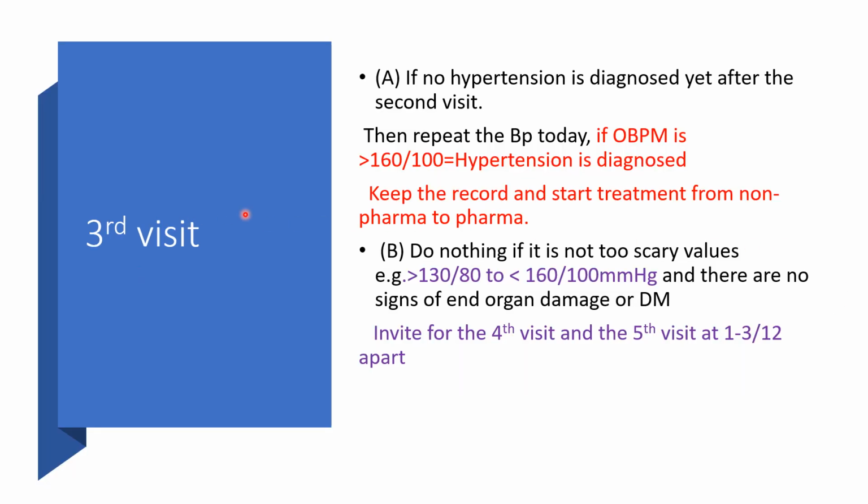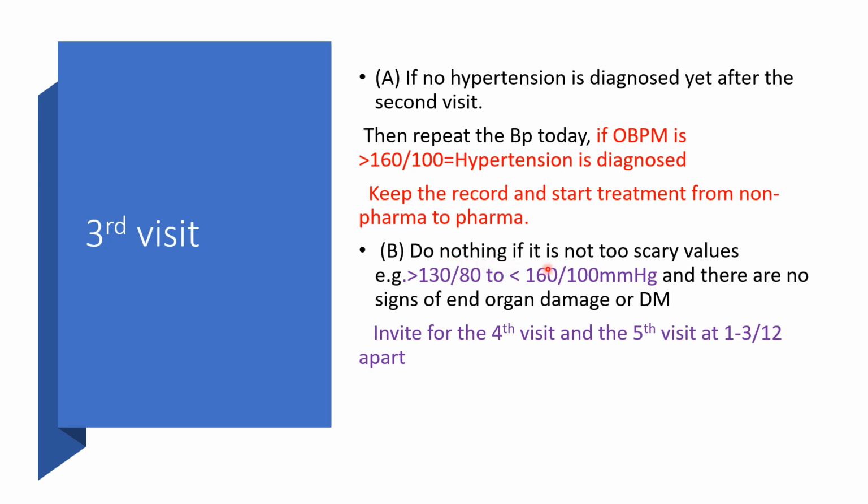Now, the third visit. If no hypertension is diagnosed yet after the second visit, then repeat the blood pressure today. If office blood pressure is greater than 160/100, then hypertension can be conveniently diagnosed today. We will keep the record and start treatment from non-pharmacological to pharmacological. Don't be in a haste. We'll get into all these medical jargons, full explanation in a bit.